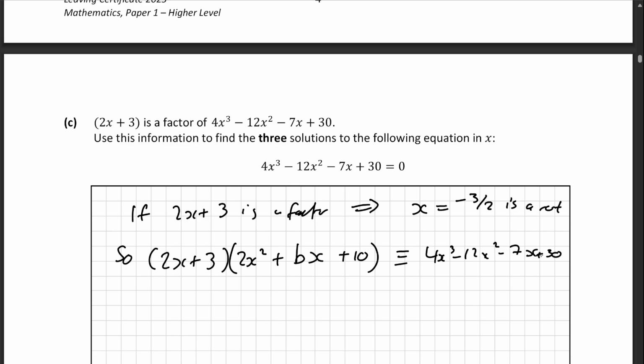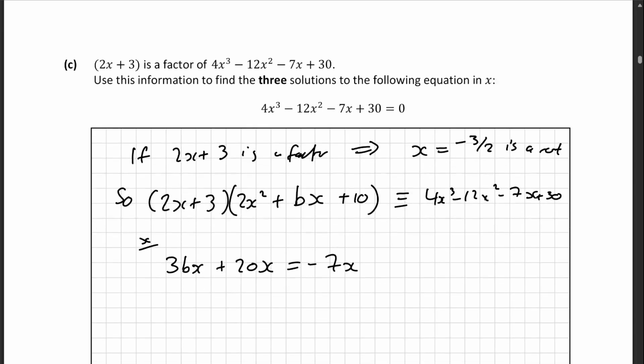So now what I'm going to do is consider the ways I can get x. So it's either 3 by bx. So by equating the x's, we have 3bx. But then we also have 2x by 10, so plus 20x equals minus 7x. So 3b plus 20 is minus 7, so b equals minus 9. Yep, that works.